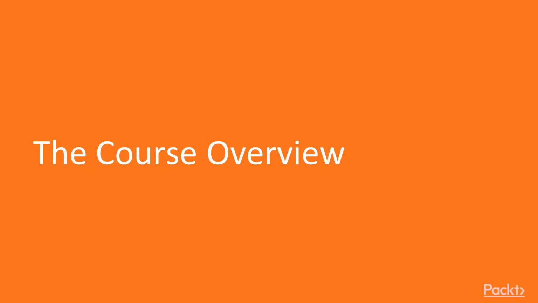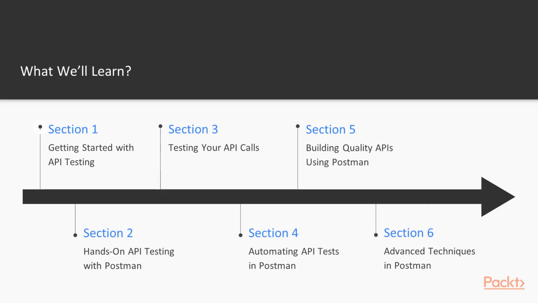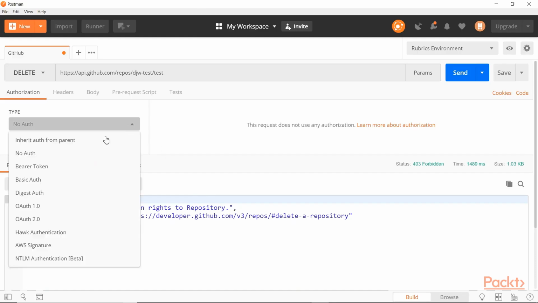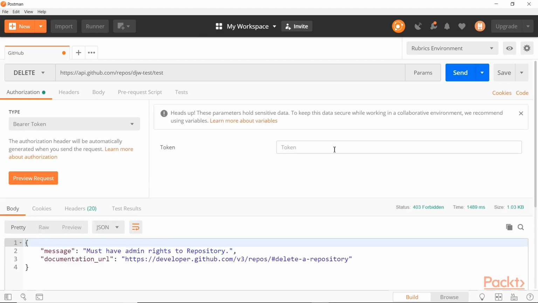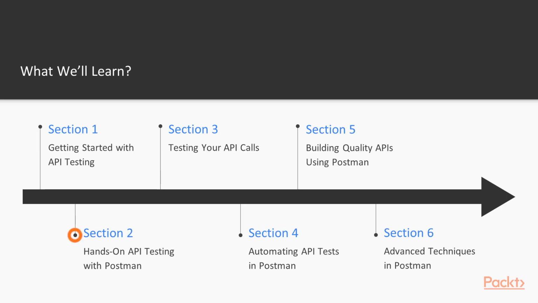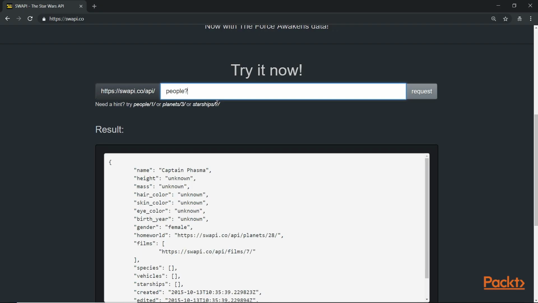In this course, we'll cover various features of Postman. In the first section, we'll look at some of the basics of APIs, how they work, and how we can go about testing them with Postman. Next, in section 2, we'll get started with some hands-on API testing. We'll look at some testing challenges and learn how to use Postman for testing API GET calls.